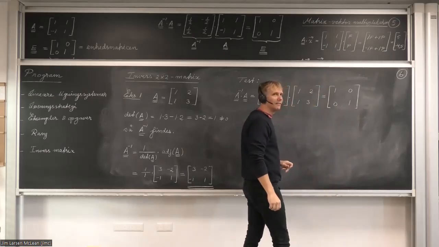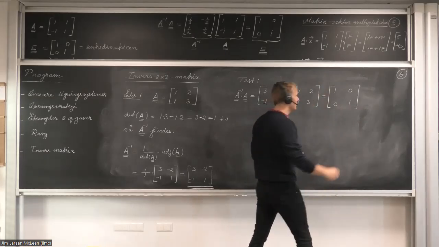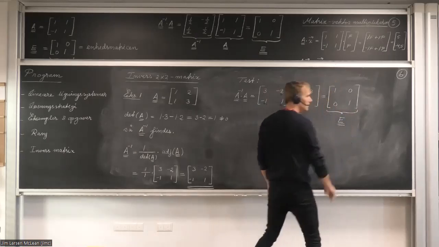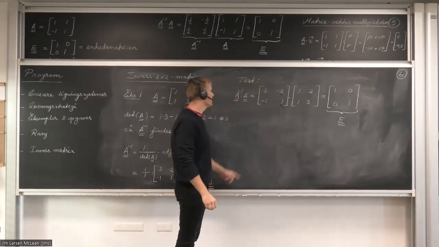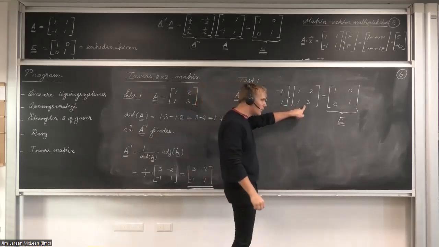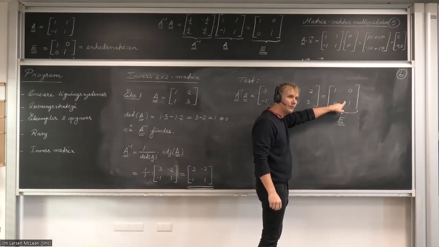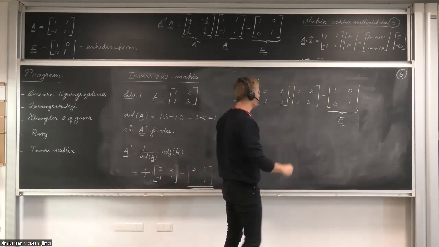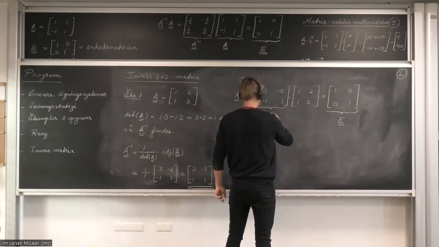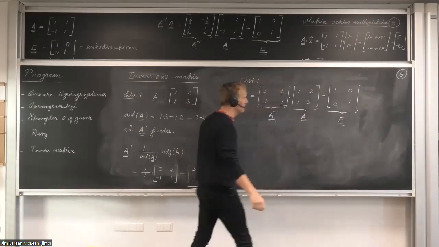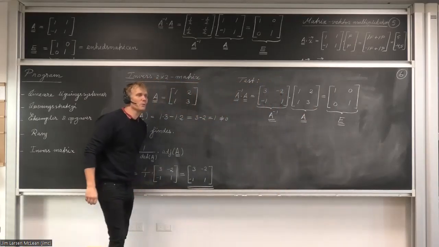Then the brain thinks, sweet, because here is the identity matrix. That's good enough. I have found something that if I multiply it by matrix A gives the identity matrix, then what is it that I have found? The inverse. So here stands the inverse, and here stood A. Any questions?